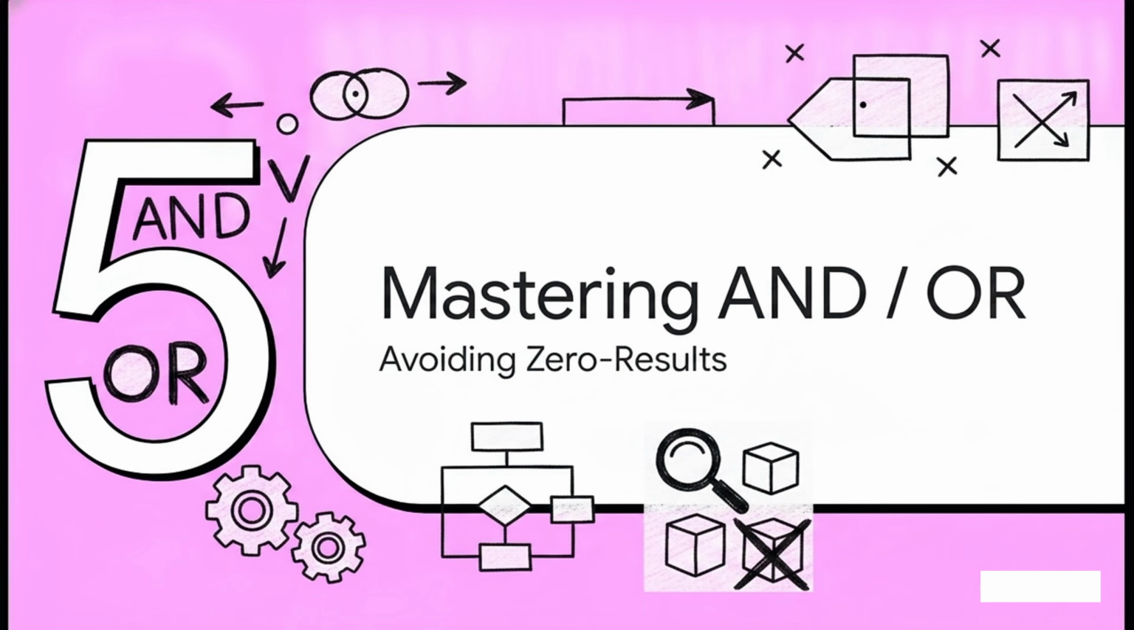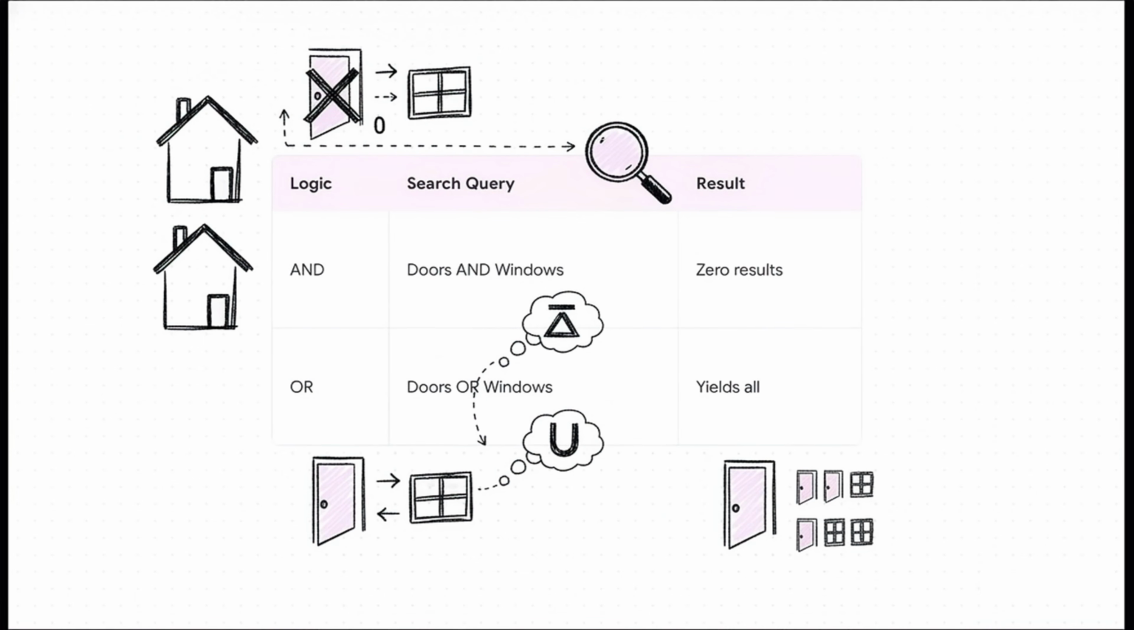Next up, section 5, mastering and/or logic. Let's avoid those frustrating 0 result searches. It is so incredibly easy to fall into the trap of using "and" when you want multiple categories. But if you tell Navisworks to find an item named doors and named windows, it's going to give you 0 results. Why? Because a single element cannot physically be a door and a window at the exact same time in the layer naming convention. You have to switch your condition to "or." Telling the software to find an item named doors or windows yields exactly what you're actually looking for. It grabs all the doors and all the windows, grouping them beautifully into one selection.